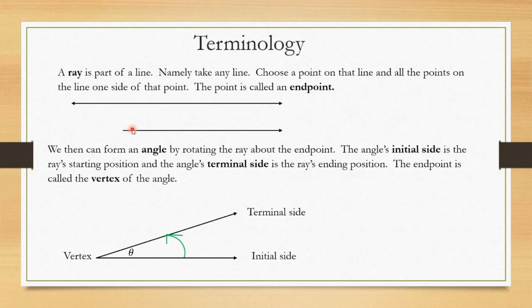Okay? Now, how do you actually form an angle? You rotate this ray about that endpoint. That's just what you do. What's going to happen is the ray's starting position, which is called the angle's initial side, after you rotate, it's going to look something like this. Where the ray ends up is the terminal side.